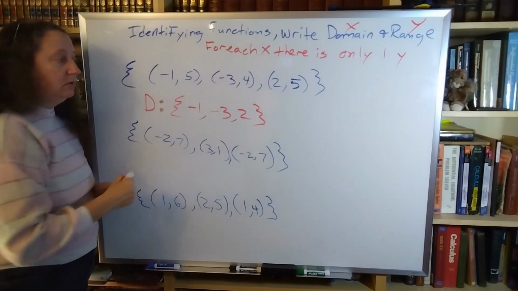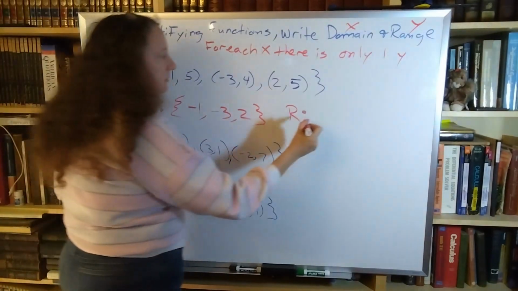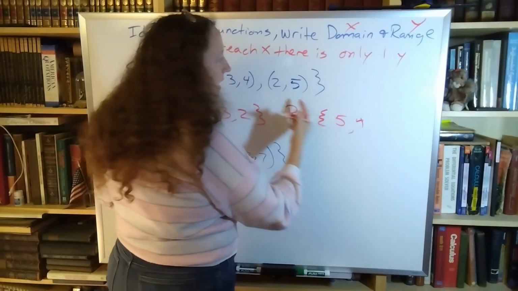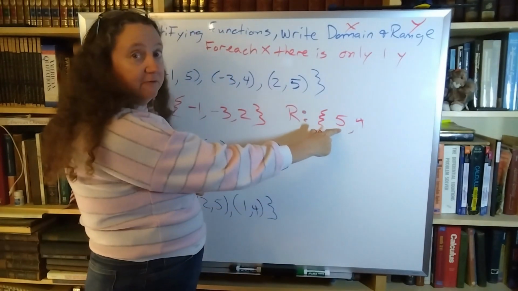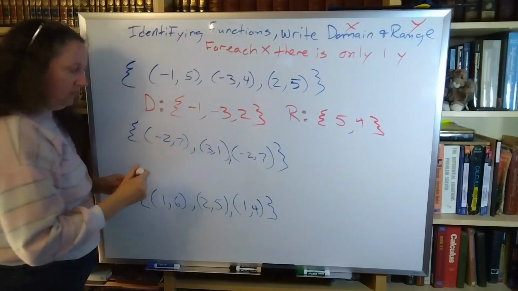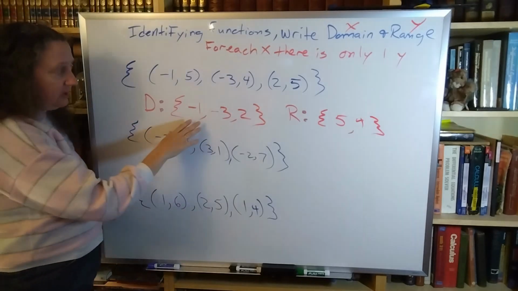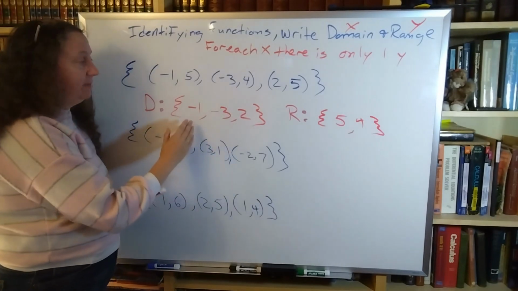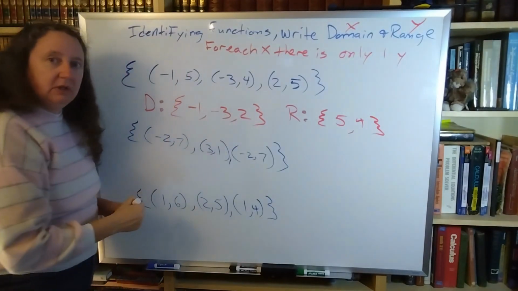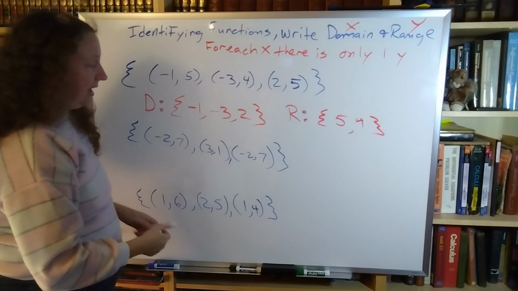My range is my y values, 5, 4, and 5 again. Because I already have 5 written, I don't need to write it a second time. So I can close my curly brace. This is not the best way of writing this. The best way would be to have it in order from -3 to -1 to +2. But this is acceptable. It's ugly, but it's correct.